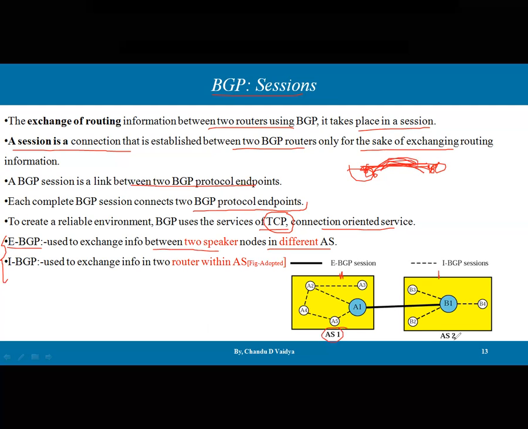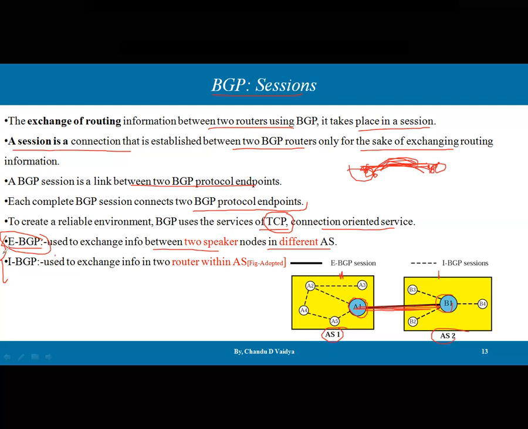So autonomous system 1 and autonomous system 2. eBGP is external BGP, or exterior BGP, you can say. Take A1 as a router of autonomous system 1 and B1 as another router of autonomous system 2. To exchange information between these two different autonomous systems, we have the eBGP.